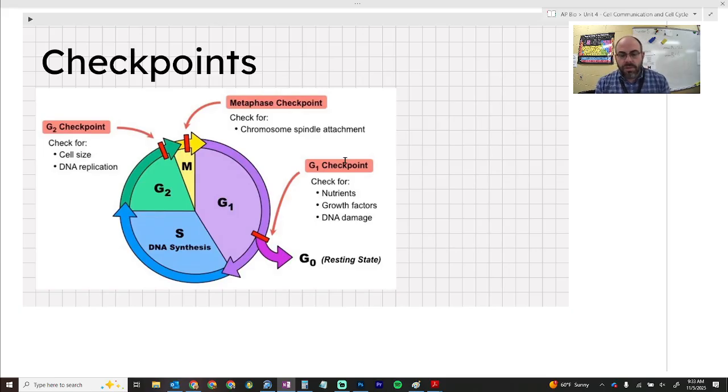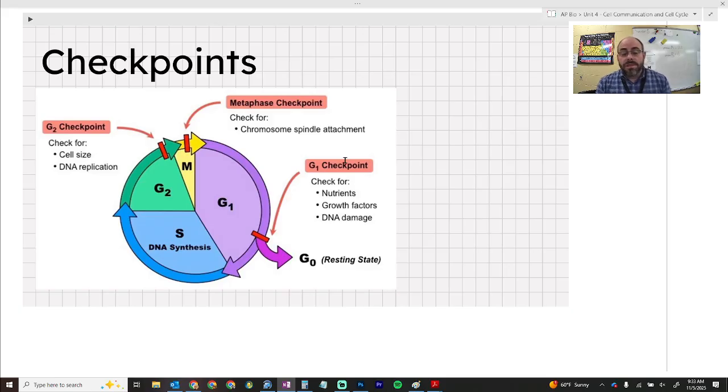There's the G1 checkpoint. The G1 checkpoint is asking, is the cell growing properly? Is there damage to the DNA? Does the cell have enough nutrients to continue on with the cell cycle? If not, the cell may go into G0. If so, the cell will move into S phase, where DNA is replicated.